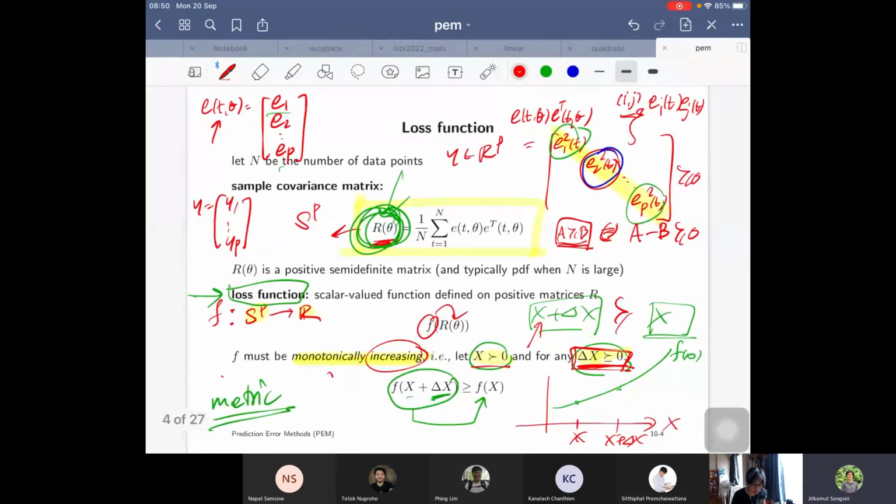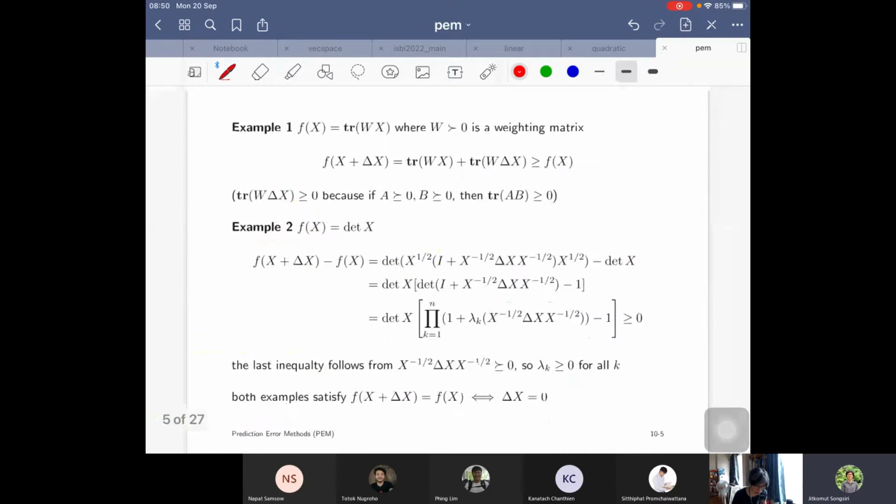This is the same concept. We try to find a loss function of matrices, mapped to a real number, that has that property. Why do we care about this property? Because when we use f to measure the size of the sample covariance matrix, we have a sense that if the covariance matrix is getting bigger and bigger, this function value is bigger. Then we are going to select theta to minimize this f function. That's the whole point.